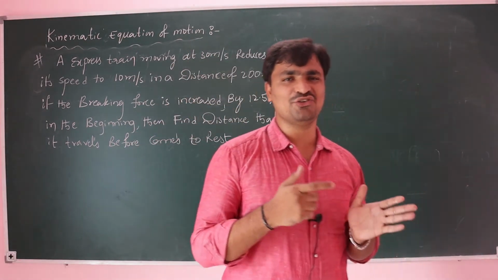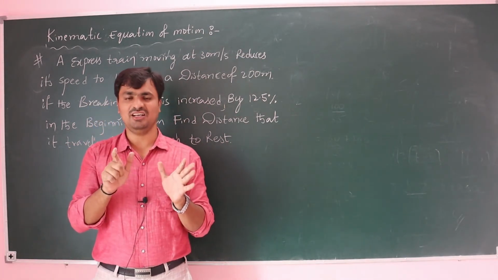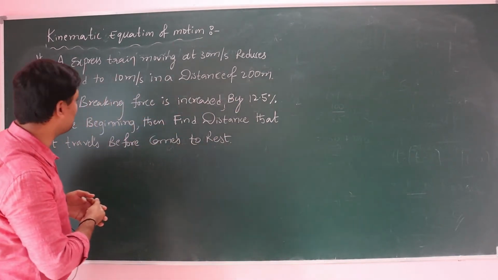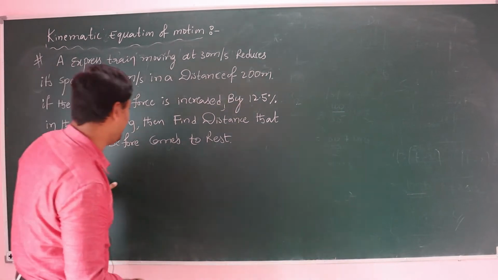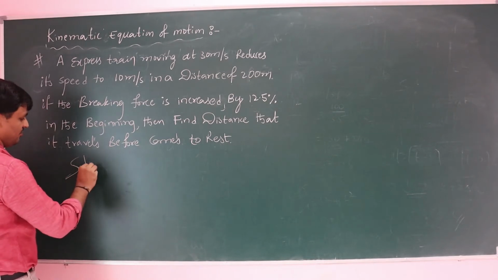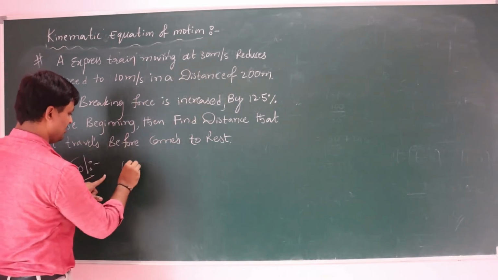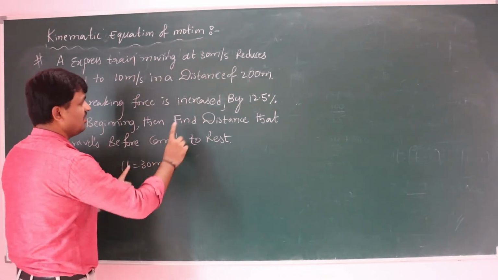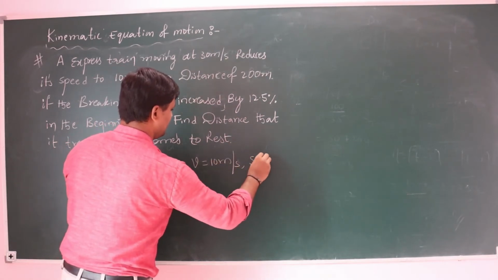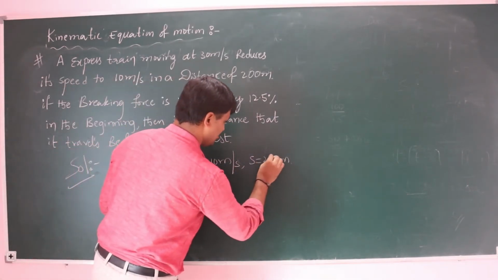First of all, you can try to get the initial acceleration, the acceleration before increasing. Is it possible to find? Yes, of course. Initial velocity is 30 meters per second, final velocity is 10 meters per second, and the distance traveled is 200 meters.